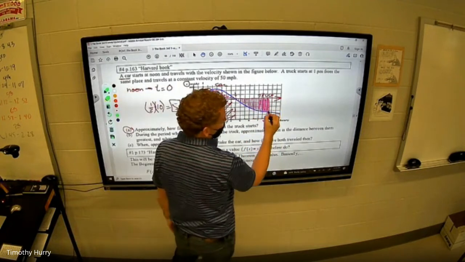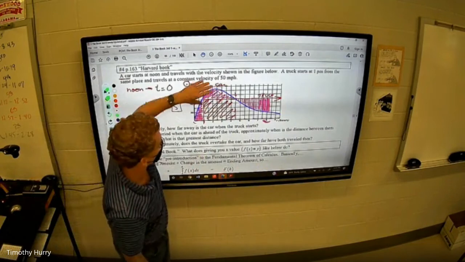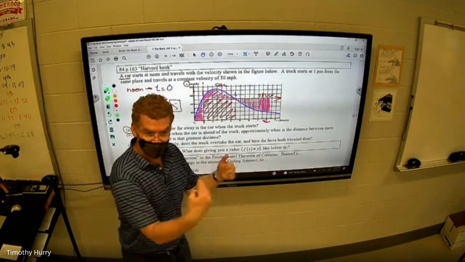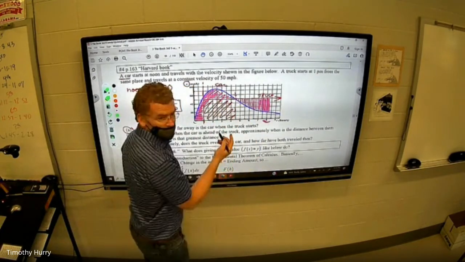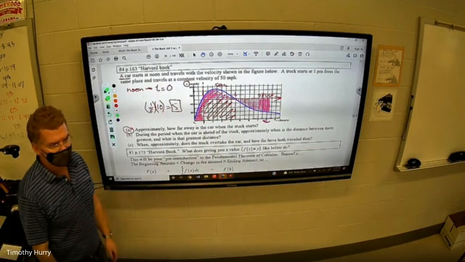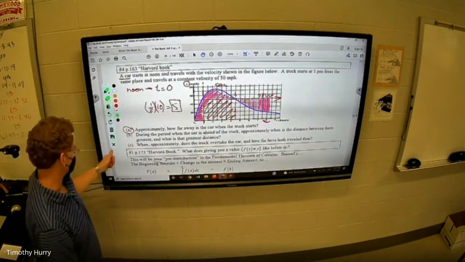But again, as long as you understand that concept, this is where the car gained ground. Here's where the truck gained ground. The break-even point, which would be when they catch up to each other, would be whenever that pink matched those two pinks. And if you get that, you're in good shape on this question. Because rarely will they make you approximate with curves and stuff like that, which are kind of difficult.